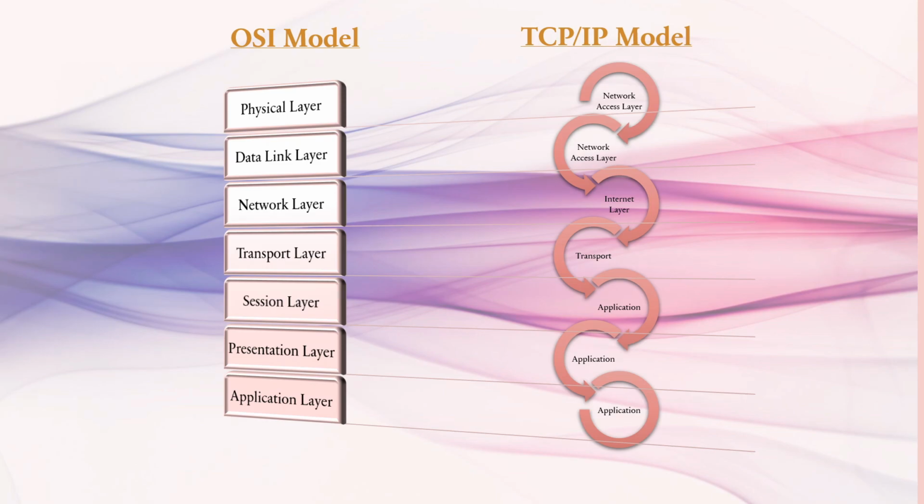Functionality of layers. The OSI model separates the functions of each layer strictly, while the TCP/IP model combines some of the functions of the OSI model layers into fewer layers. For example, the TCP/IP model combines the OSI model's physical and data link layers into the network interface layer. Flexibility. The OSI model is more flexible than the TCP/IP model because it allows for the creation of new protocols at each layer, while the TCP/IP model has a fixed set of protocols.